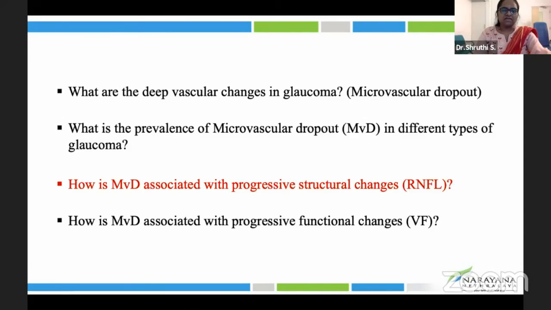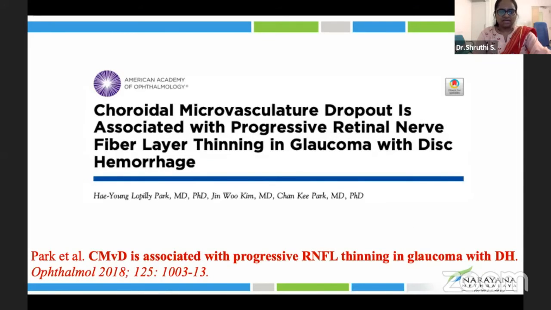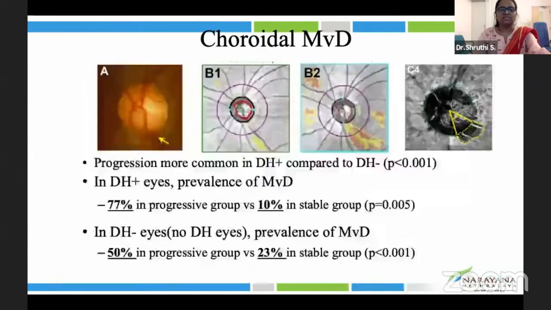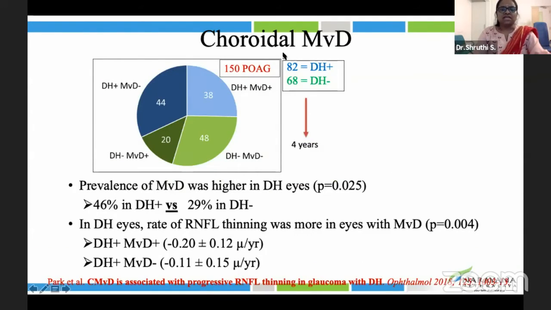Finally, we come to seeing how this novel biomarker, microvascular dropout, is associated with progressive structural changes. This is a study by Park et al., who saw the association between microvascular dropout and progressive retinal fiber thinning. In this study, he included 150 POAG eyes, of which 82 eyes had disc hemorrhage at baseline and 68 eyes had no disc hemorrhage at baseline. They all underwent OCTA scans at baseline.